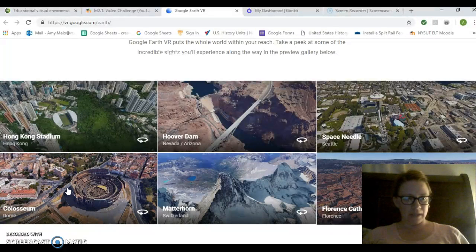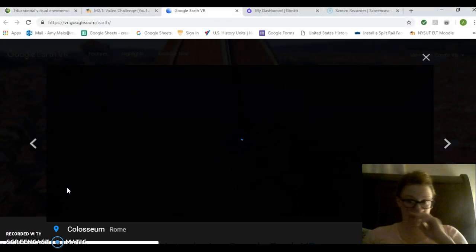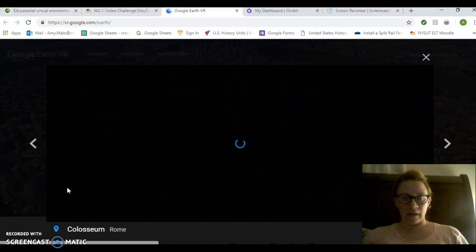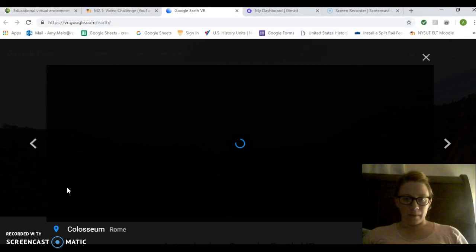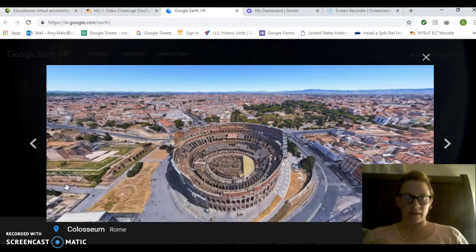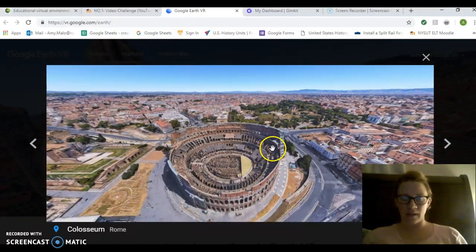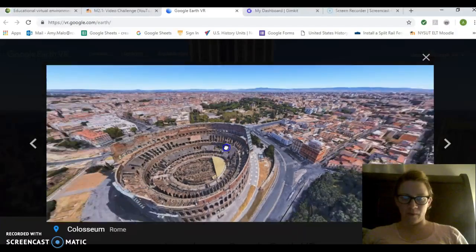gallery, sneak peeks. So here's one of the Colosseum, which we're talking about right now in my global class, Global One. Talking about Rome. So my internet's going to be slow. There we go. So it's kind of neat. Gives you like a bird's eye view of ancient Rome.